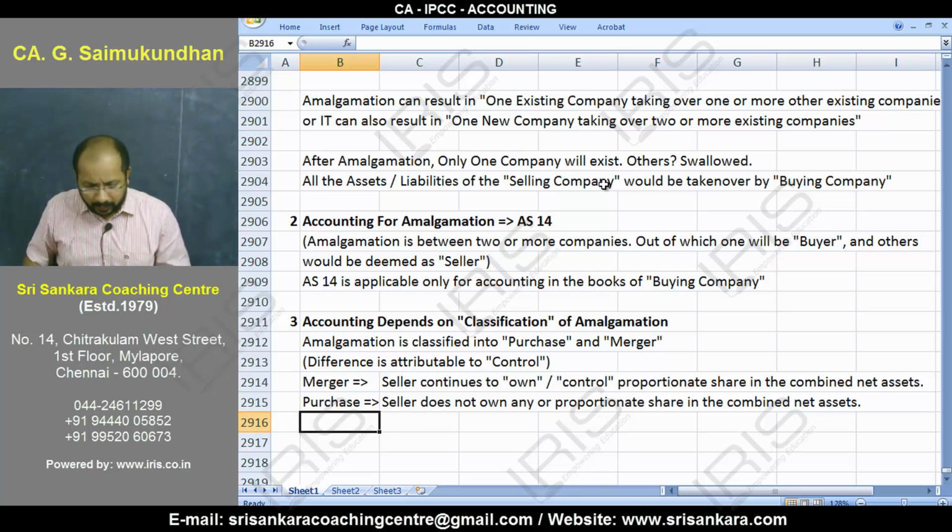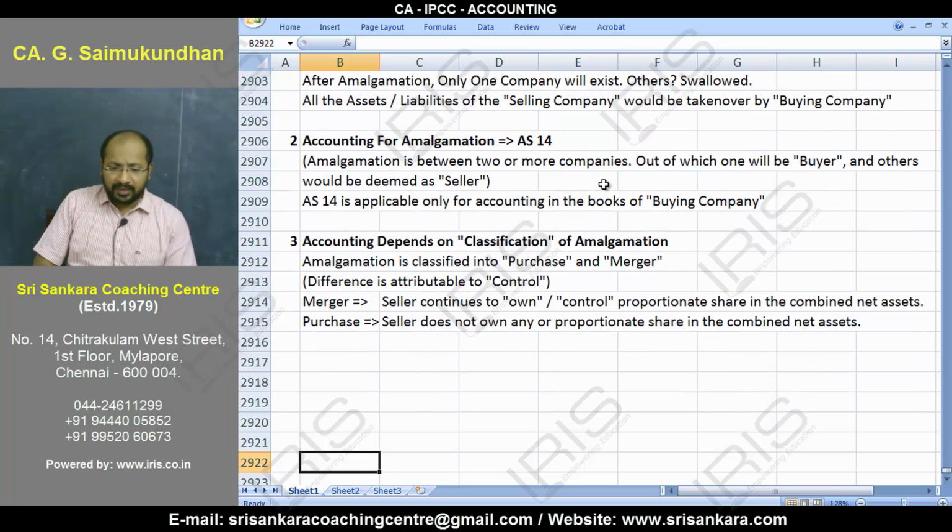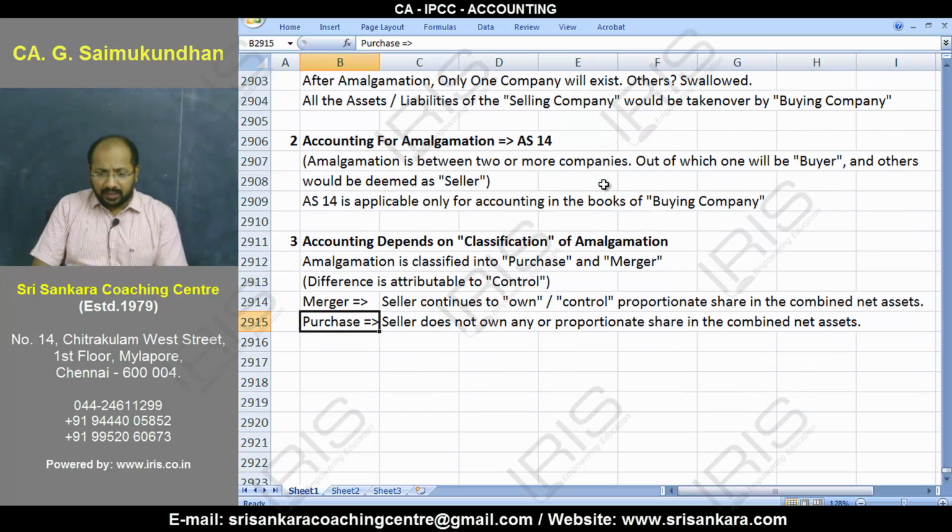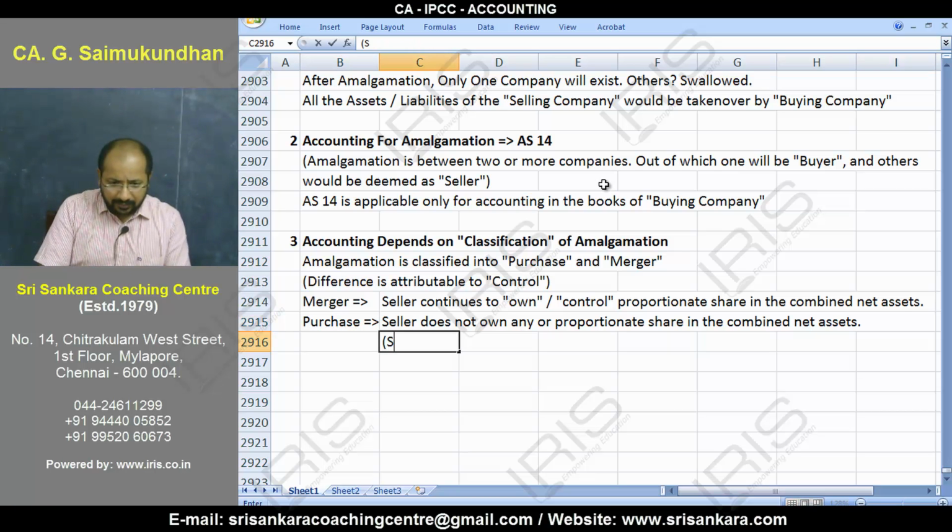And that is what we are required to appreciate, guys. Just take care of this. So merger: the seller continues to own and control a proportionate share in the combined net assets. Purchase is all about the seller not owning any proportionate share in the combined net assets. The idea being, the seller technically, in this case, loses this ownership stake due to the purchase.